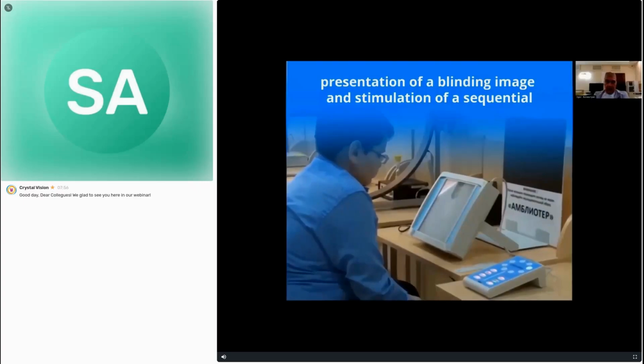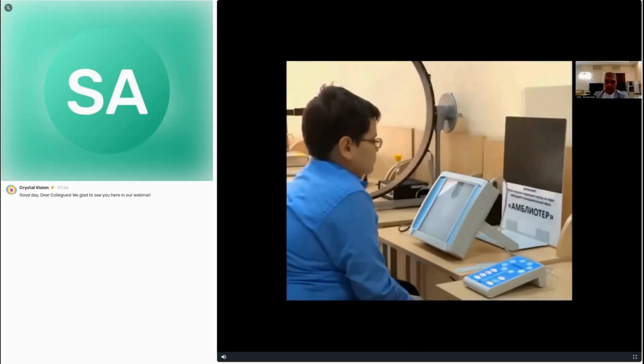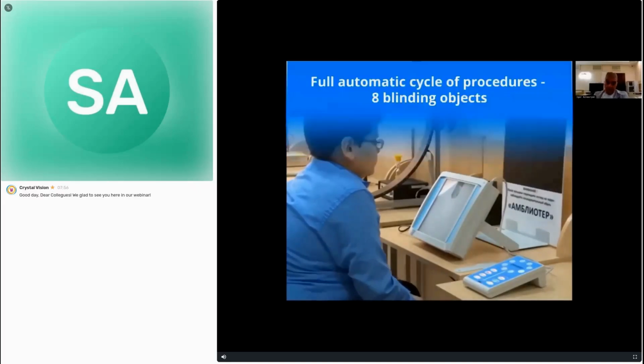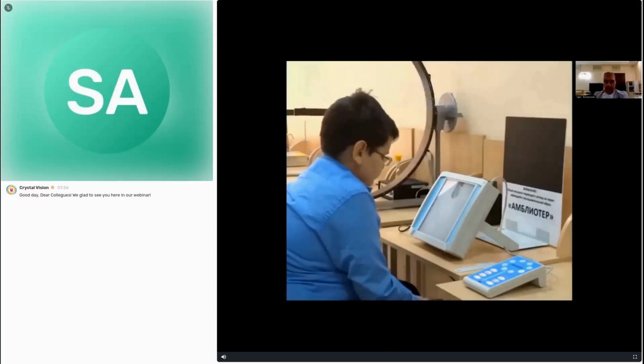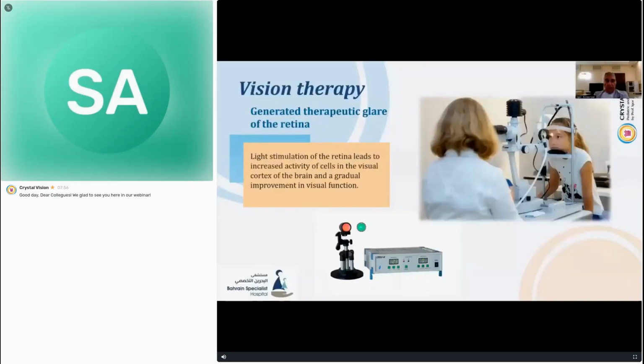Well, here's the detailed presentation of this innovative method. Certain bright flashes are generated at a specific, consistent frequency. And all of this is done in a fully automated manner, in the appropriate mode, ensuring that the patient is well informed and knows exactly what to do, and accordingly undergoes the necessary treatment in this manner.